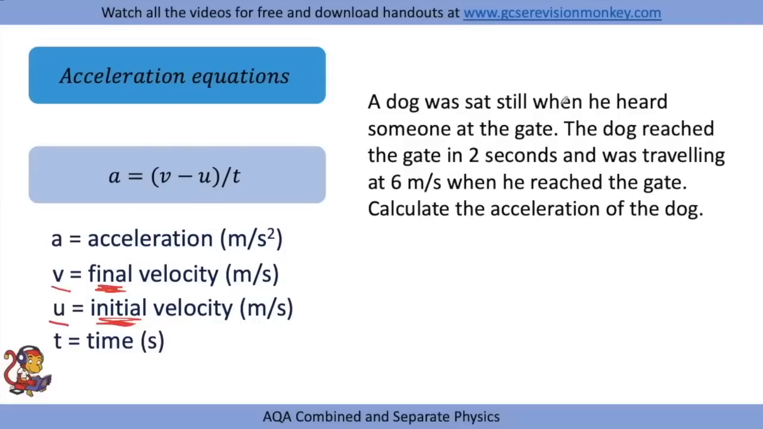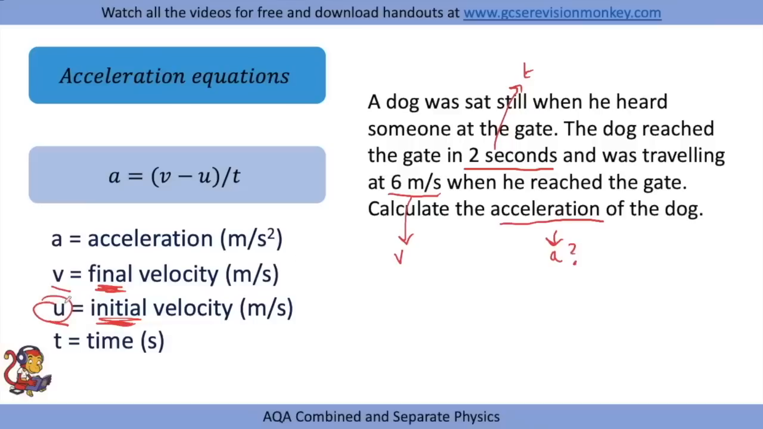Let's have a look at this question. A dog was sat still when he heard someone at the gate. The dog reached the gate in 2 seconds, so that is going to be our time, and was travelling at 6 meters per second when he reached the gate. So this is our final velocity. Calculate the acceleration of the dog. Calculate a. So the other bit we need is u.